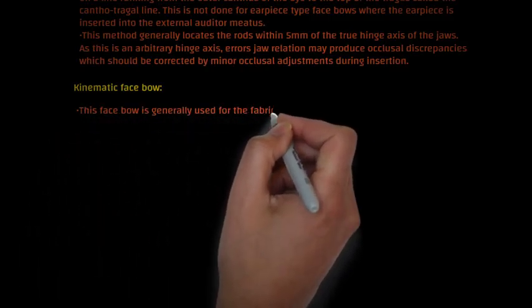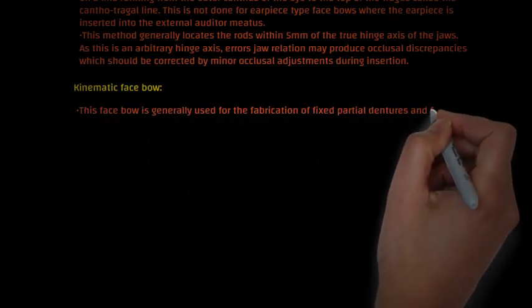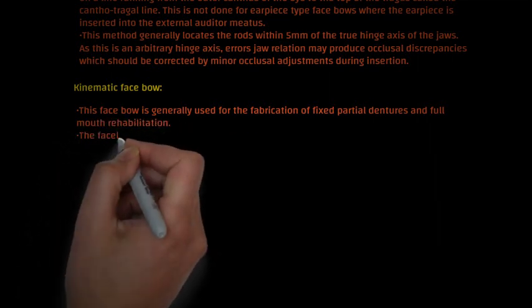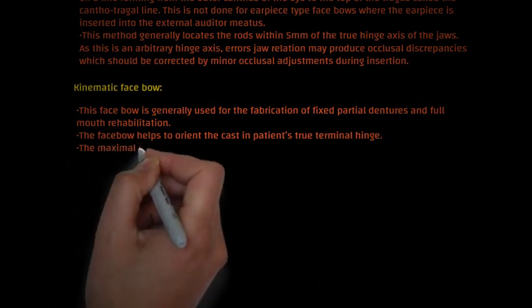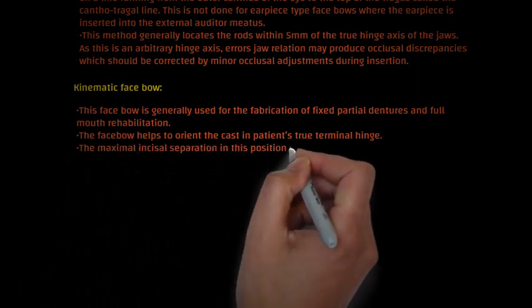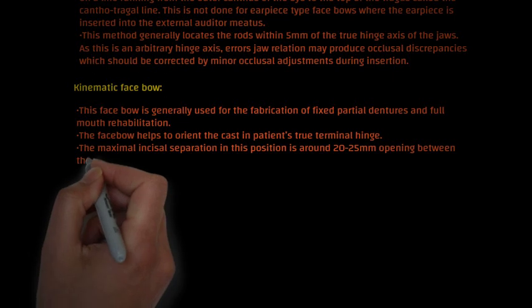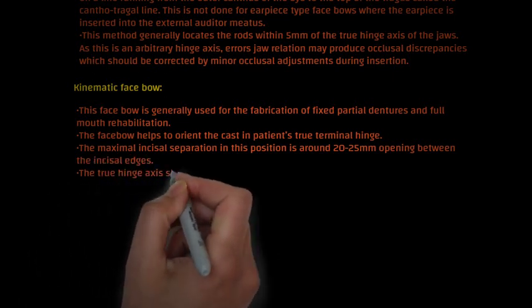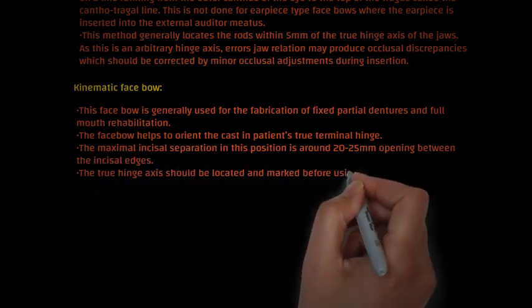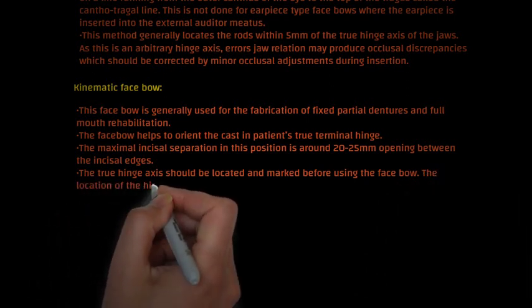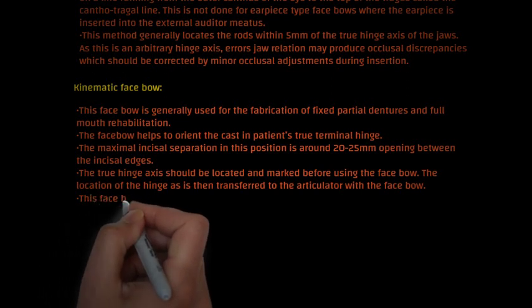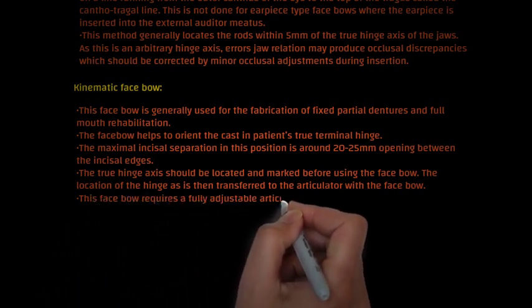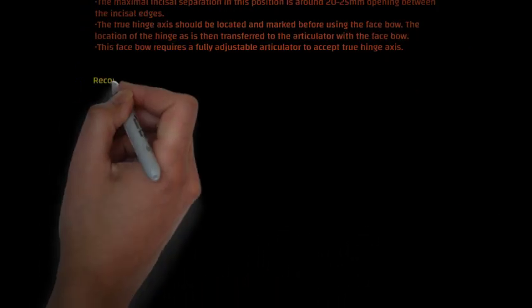Kinematic face bow. This face bow is generally used for the fabrication of fixed partial dentures and full mouth rehabilitation. The face bow helps to orient the cast in the patient's true terminal hinge. The maximal incisal separation in this position is around 20-25 mm opening between the incisal edges. The true hinge axis should be located and marked before using the face bow. The location of the hinges is then transferred to the articulator with the face bow. This face bow requires a fully adjustable articulator to accept the true hinge axis.